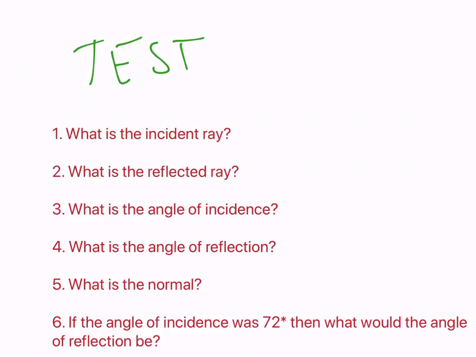Okay, so the incident ray is the ray that hits the surface. The reflected ray is the ray that is reflected off the surface. What is the angle of incidence? The angle between the incident ray and the normal. What is the angle of reflection? The angle of reflection is the angle between the normal and the reflected ray. What is the normal? That is the imaginary 90 degrees line.